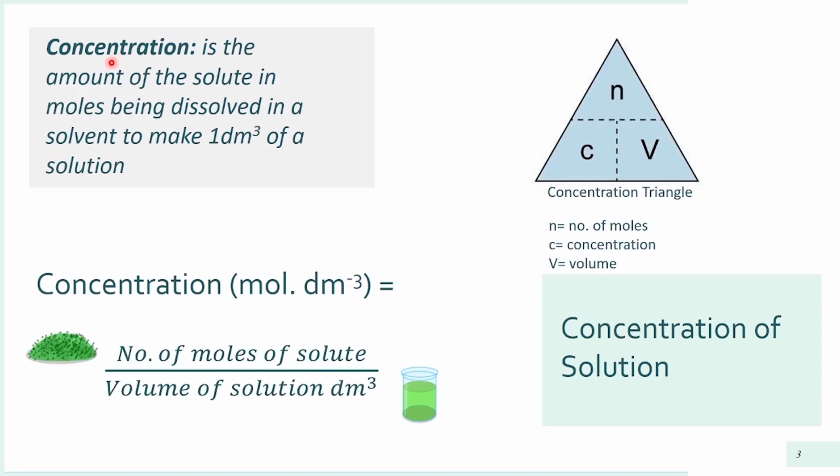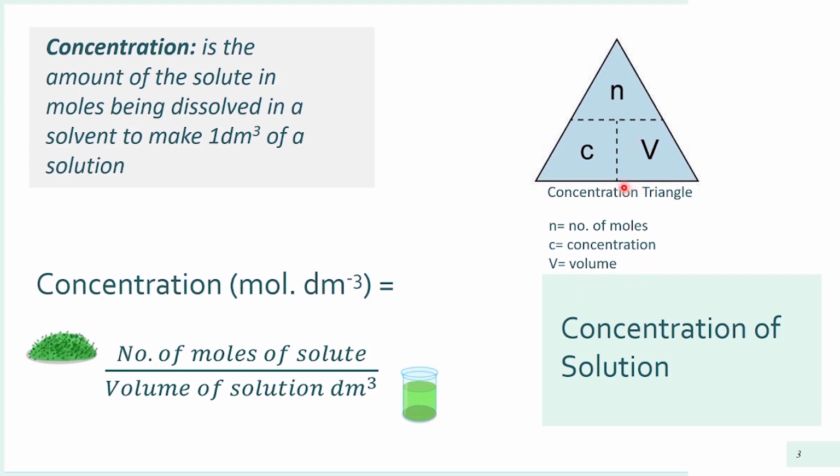By solution concentration we mean the amount of the solute in moles dissolved in a solvent to make 1 cubic decimeter of a solution. The unit of concentration is moles per cubic decimeter. By that, the concentration is equal to the number of moles of a solute divided by the volume of the solvent in cubic decimeters.